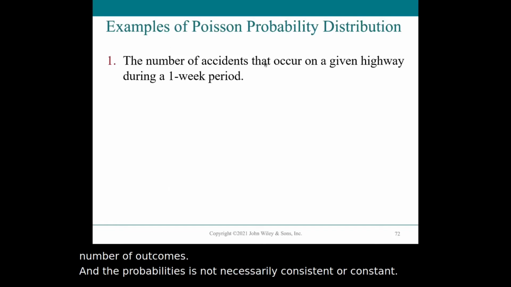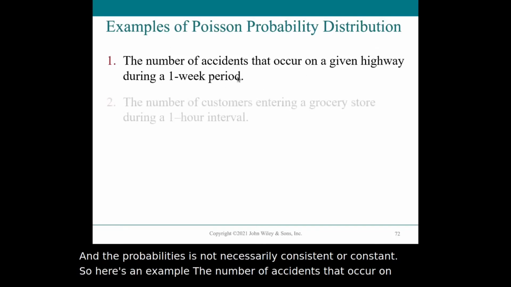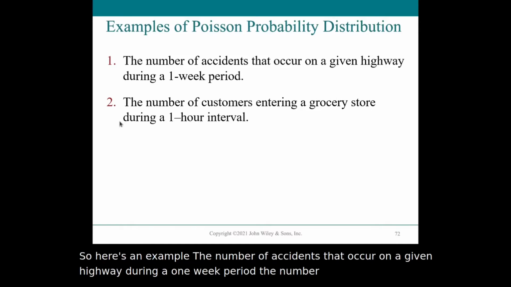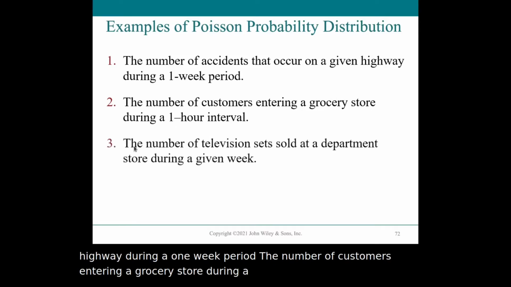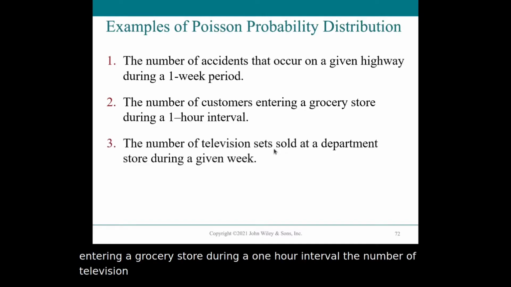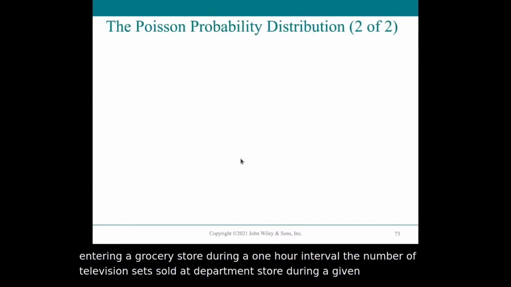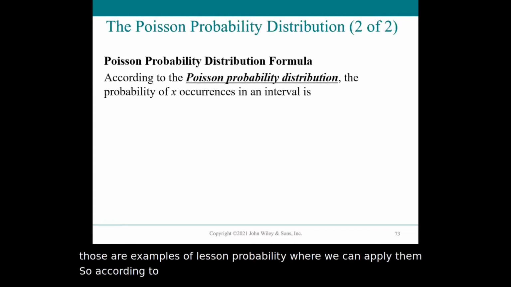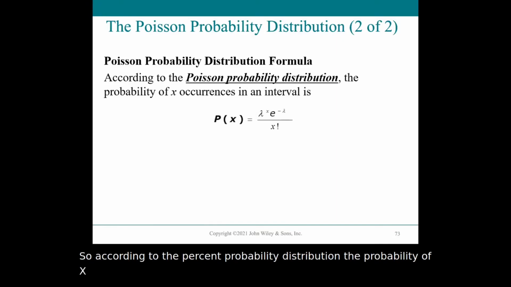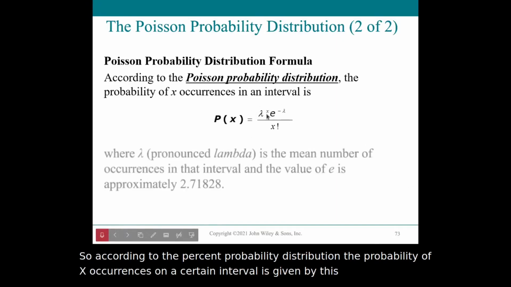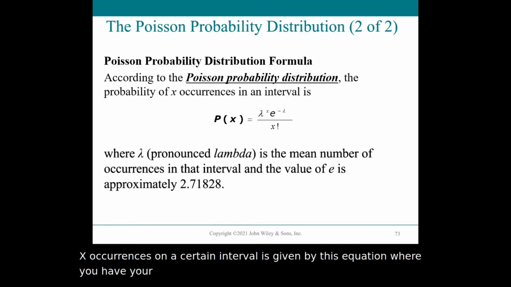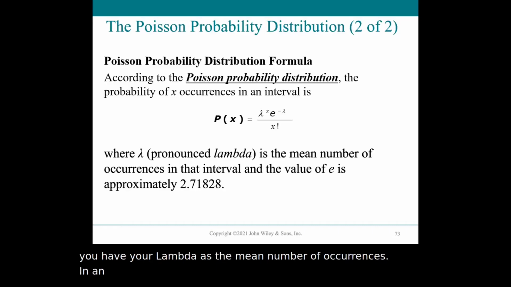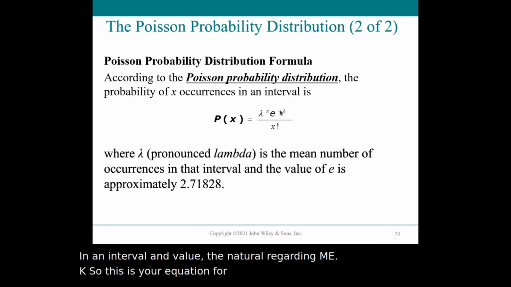So here's an example. The number of accidents that occur on a given highway during a 1-week period, the number of customers entering a grocery store during a 1-hour interval, the number of television sets sold at a department store during a given week. So those are examples of Poisson probability where we can apply them. So according to the Poisson probability distribution, the probability of x occurrences in a certain interval is given by this equation, where you have your lambda as the mean number of occurrences in an interval and the value e, the natural logarithm base. Okay, so this is your equation for the Poisson probability distribution.